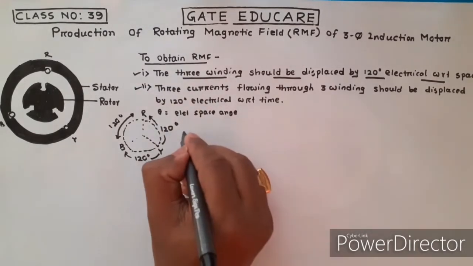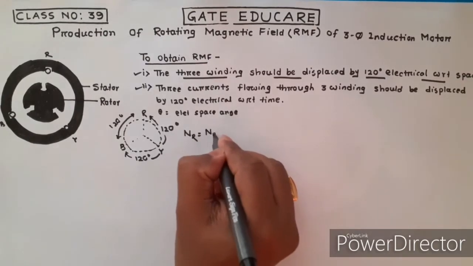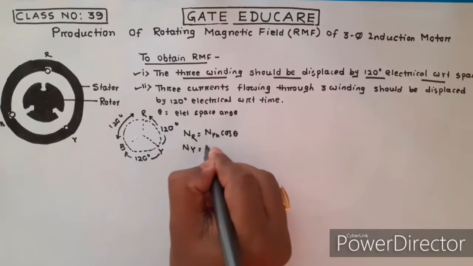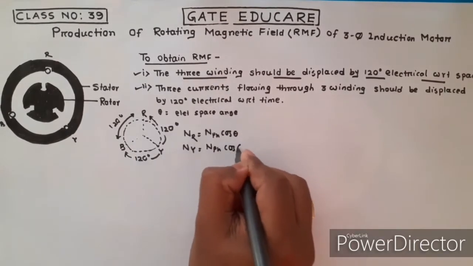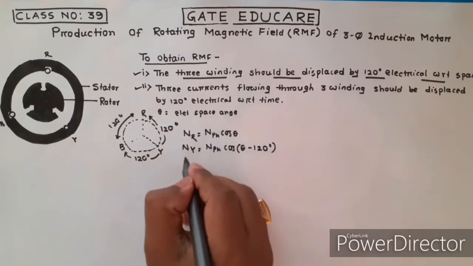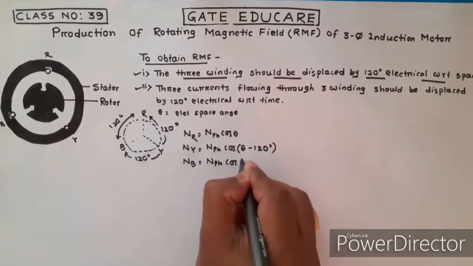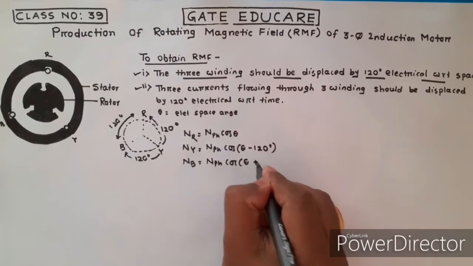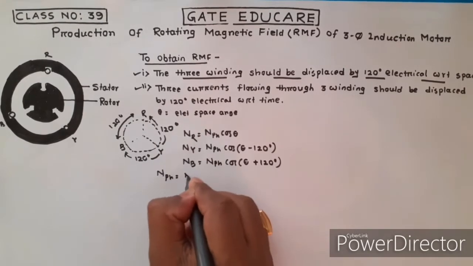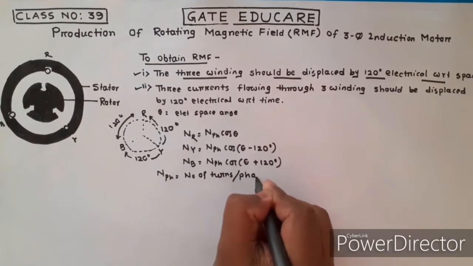That means if the R phase turns N of R is N phase cos theta, then the Y phase turns N of Y is N phase cos of theta minus 120 degree, and N of B is N phase cos of theta plus 120 degree, where N phase is the number of turns per phase.